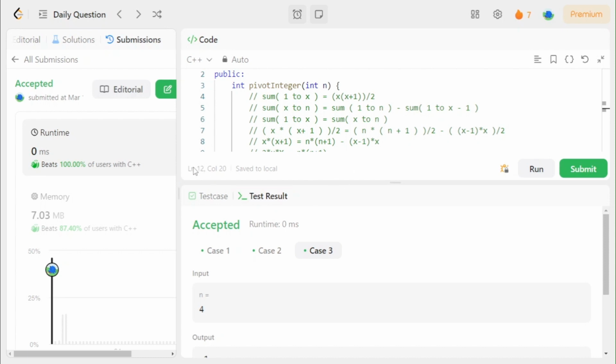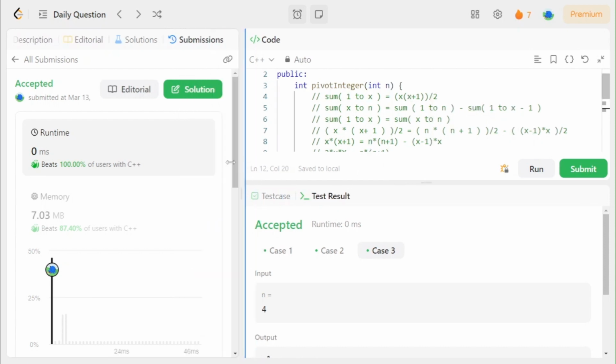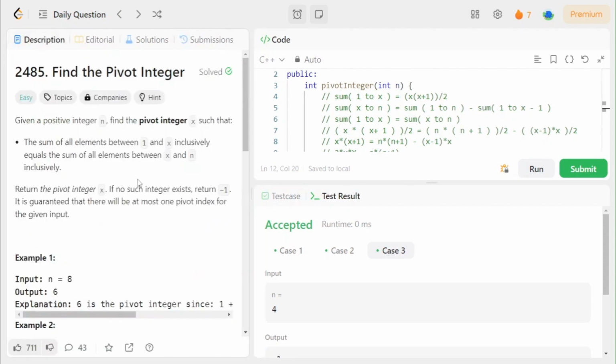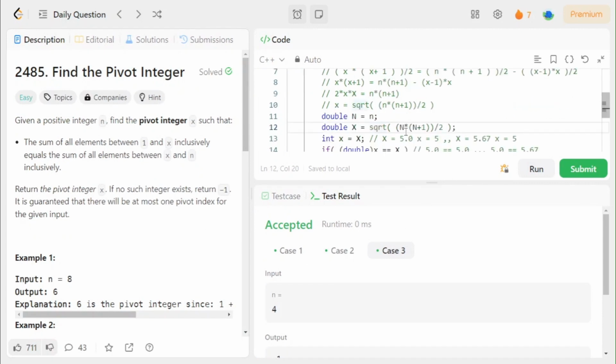Yeah, so that's how you solve this problem. I hope this makes sense. Just an arithmetic progression test problem. There's no data structure or any algorithm in it.